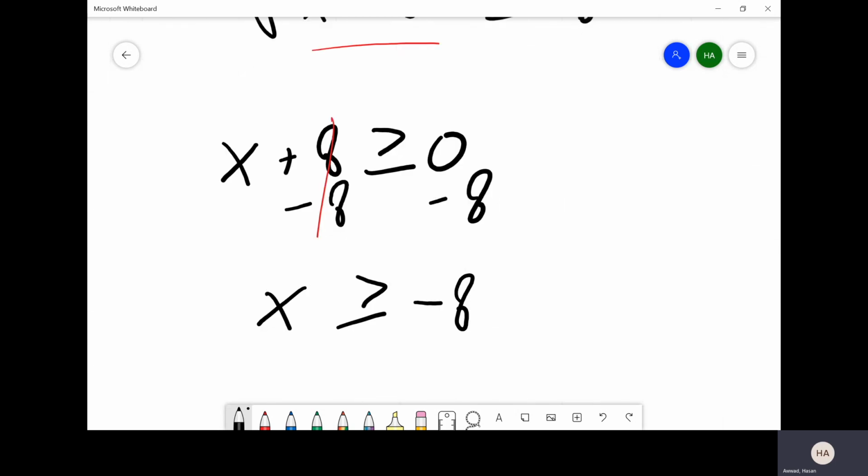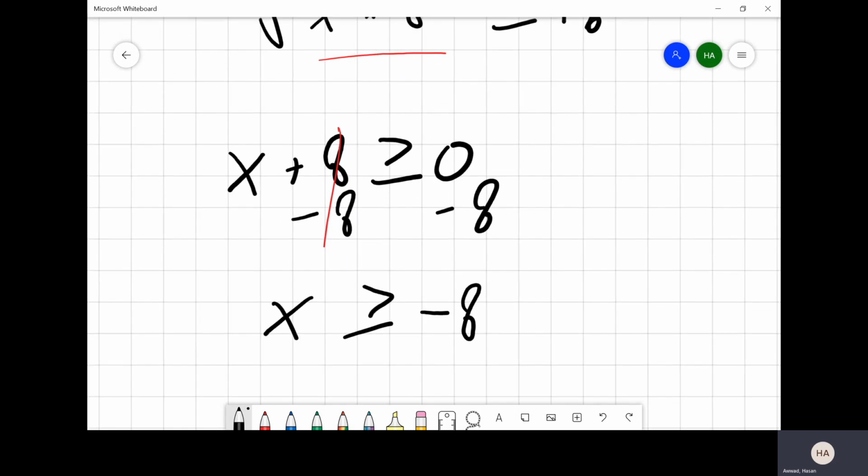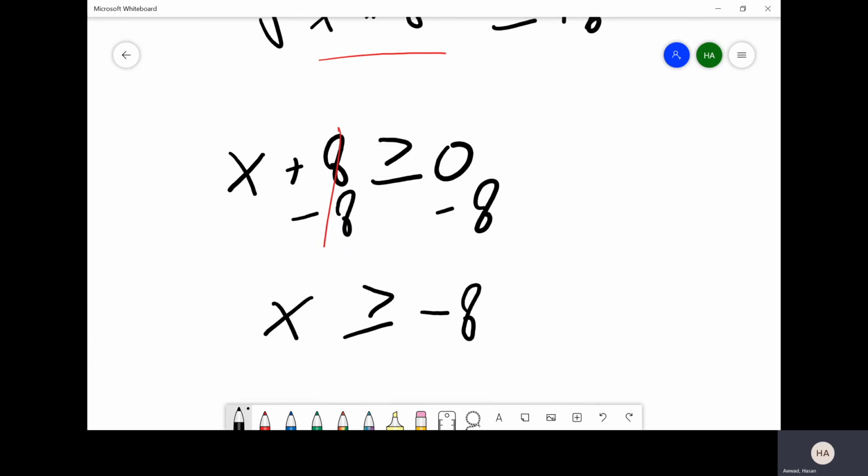But if x is even slightly negative, like negative 8.1, for example, well, if we did that, we would have negative 8.1 plus 8, and we would end up with a negative 0.1 underneath the square root, right? And then we have a negative number underneath the square root. The whole thing falls apart. So this again tells us that x has to be greater than or equal to negative 8.